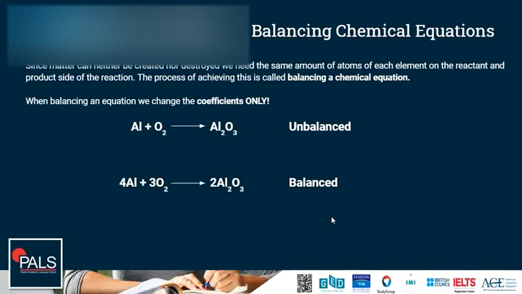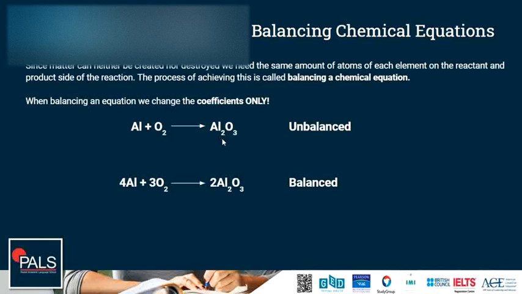So how do we balance chemical equations? Since matter can neither be created nor destroyed, we need the same amount of atoms of each element on the reactant and the product side of the reaction. The process of achieving this is called balancing a chemical equation. When balancing an equation, we change the coefficients only. Now you remember the coefficients are the big numbers in front. We do not change the subscripts. We do not change the small numbers, since the compounds have fixed ratios of the atoms.